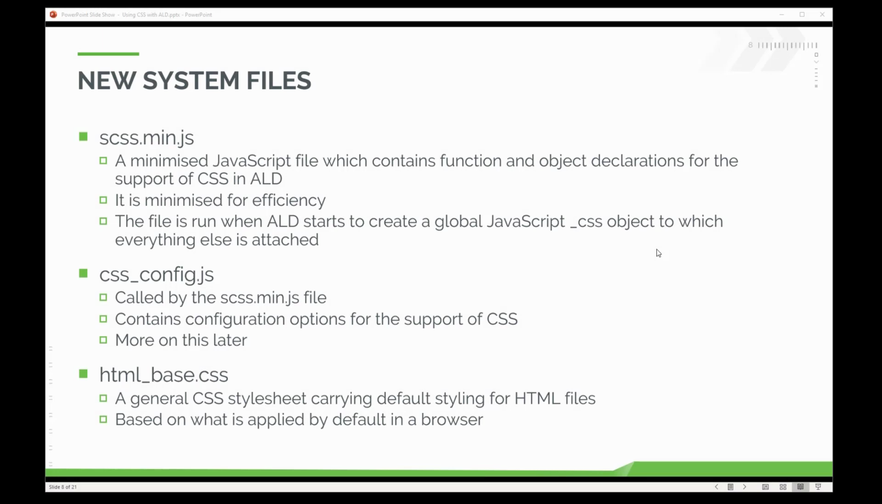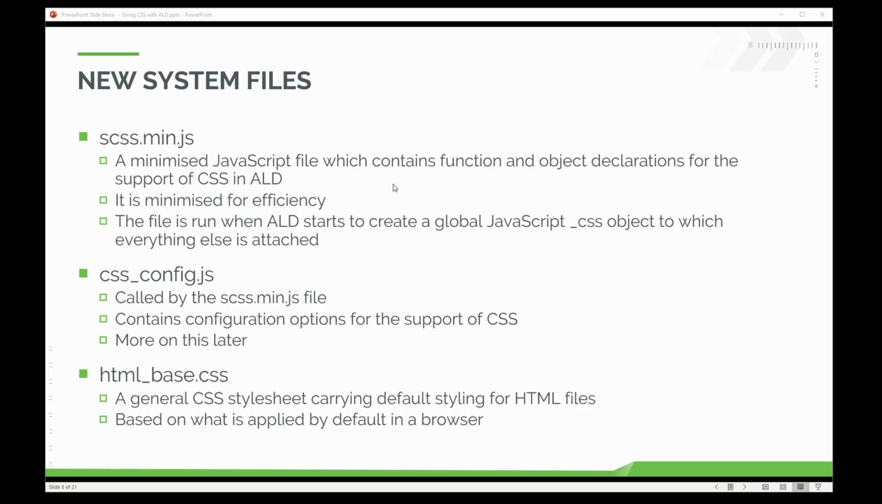In this release, we've provided 3 new system files. So the first one is scss.min.js. This is a JavaScript file, and this contains all the functions and object declarations for supporting CSS in ALD. So don't delete that one if you want to use CSS.